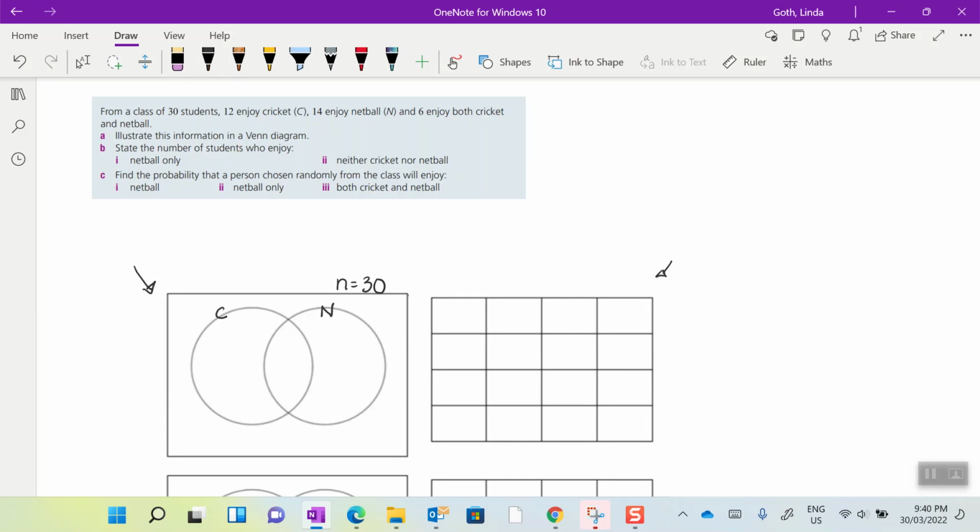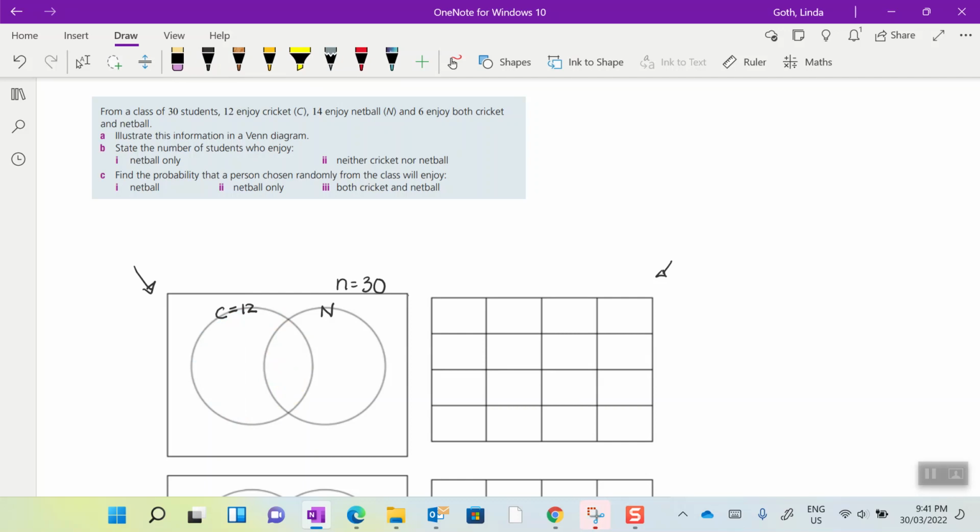When it says that 12 people enjoy cricket, it means that there's a total of 12 people in this circle who like cricket, but you'll notice that the circle has two parts. It's got this part on the left-hand side, and it's got this part that overlaps with the other circle. So the number in here needs to add together to the number in here to give the number 12. So let's see if we can work out what's going to go into each of those things.